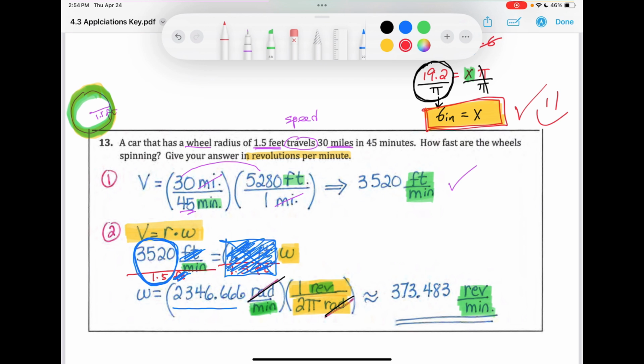Therefore, you can say that, you know what? Put the numbers together. This 2,346.66 is the number. Divide by 2 pi. I can do it. So therefore, this will be our final answer as they request.